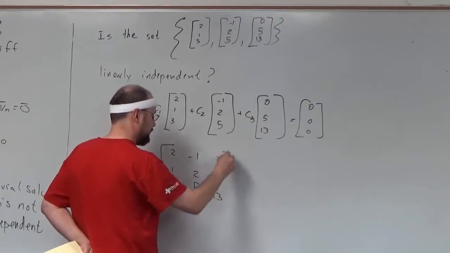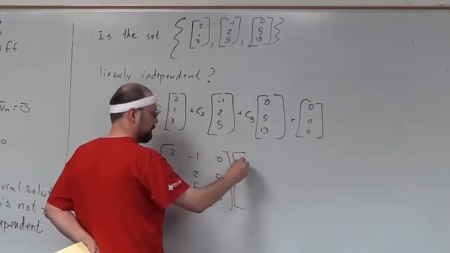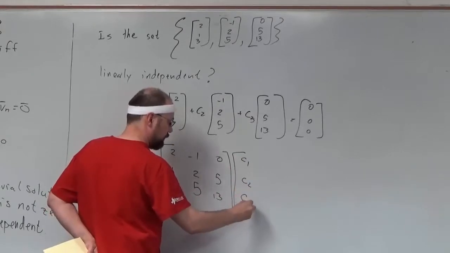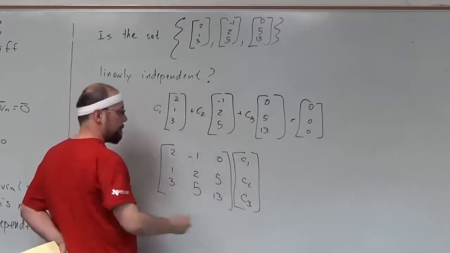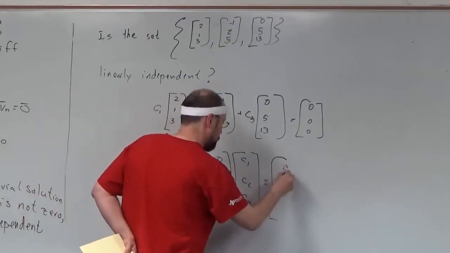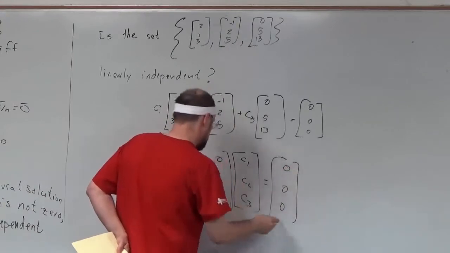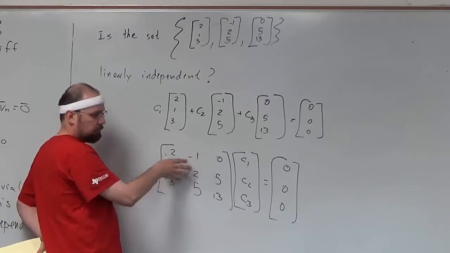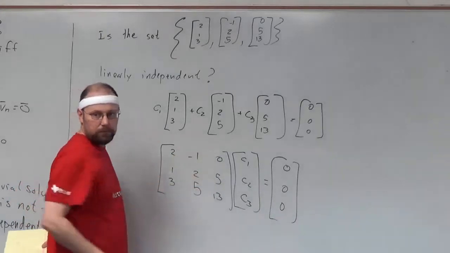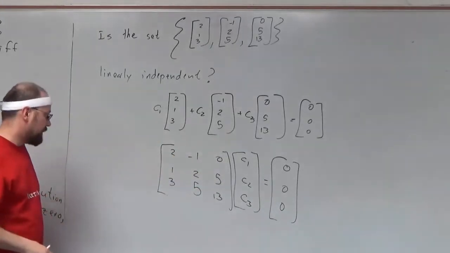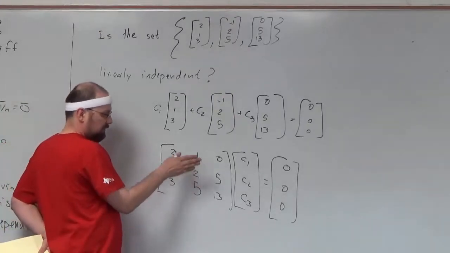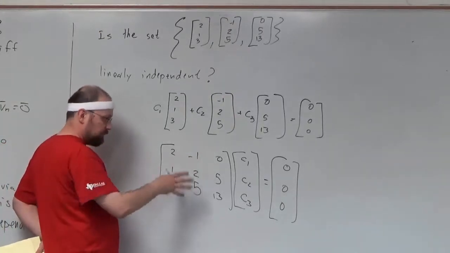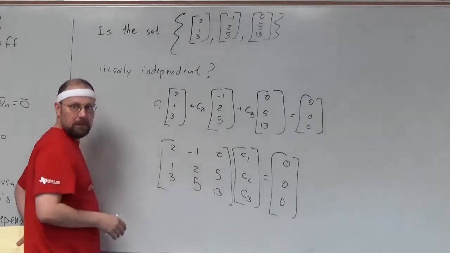And hopefully here you can see why taking the determinant would be sufficient to answer the question. Because we know that if the determinant of this matrix is not 0, this matrix is invertible, therefore we only get the trivial solution. But if the determinant of this matrix is 0, then this matrix is not invertible, therefore we're going to get infinitely many solutions.